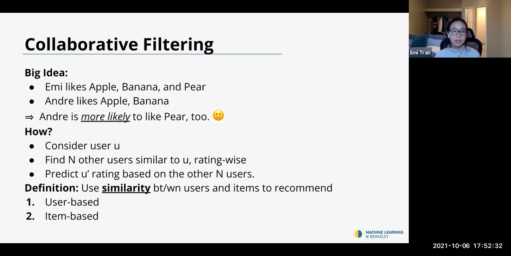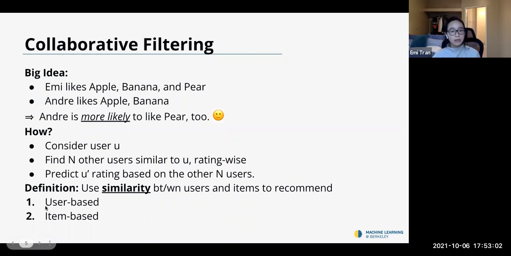So, the definition of collaborative filtering, boiled down: it tries to use similarity between an unknown user, like one in a test set rather than a training set, and find similar users. You find all the similar users and combine their ratings to figure out what to recommend to you.